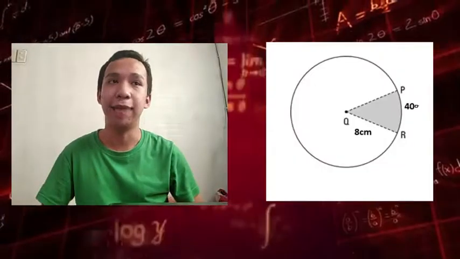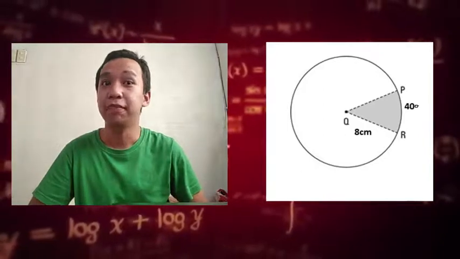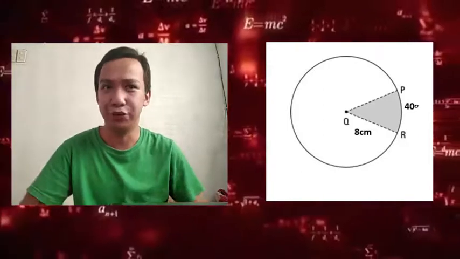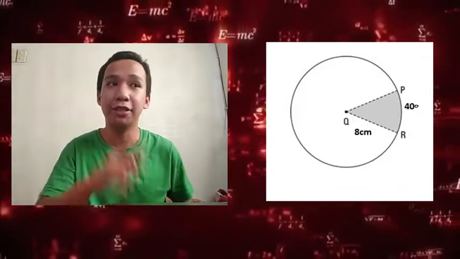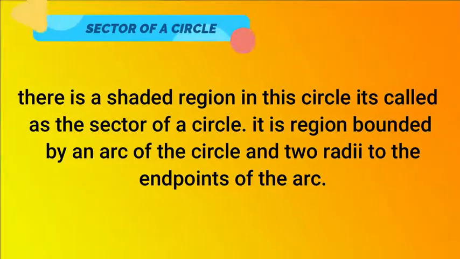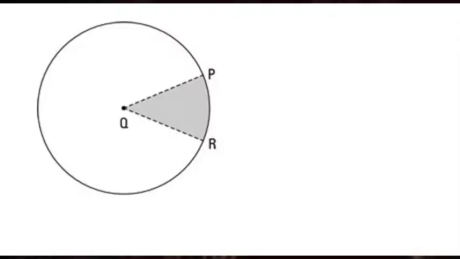Look at this example. Did you notice something? That's right, you have a good eye. There is a shaded region in the circle. It is called the sector of the circle. It is a region bounded by an arc of the circle and two radii to the endpoints of the arc.